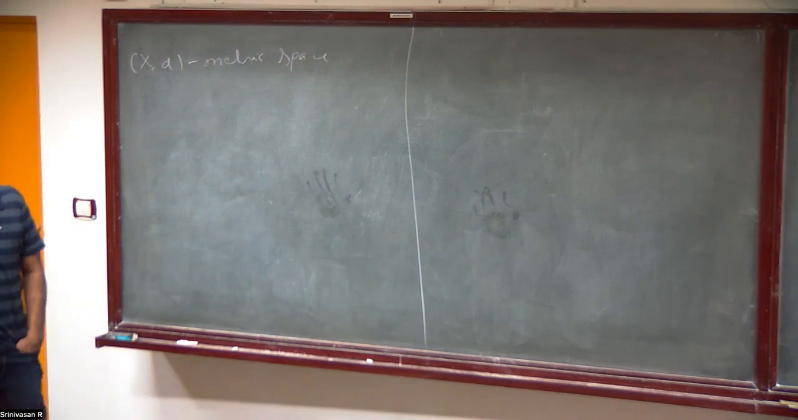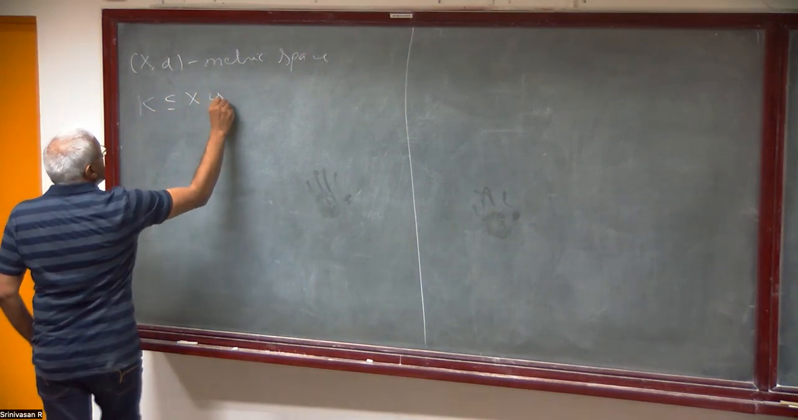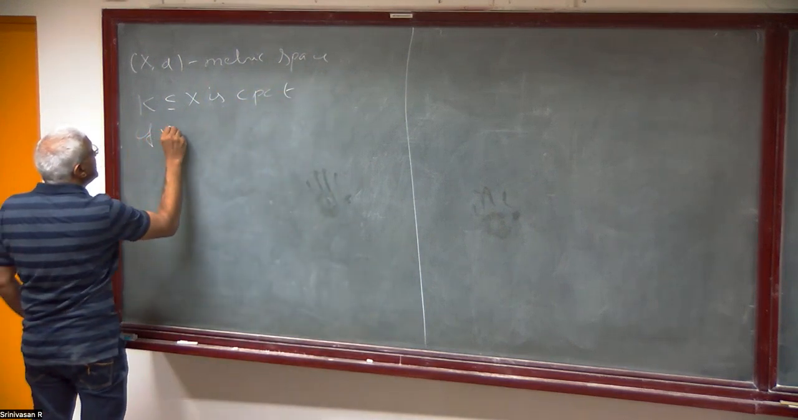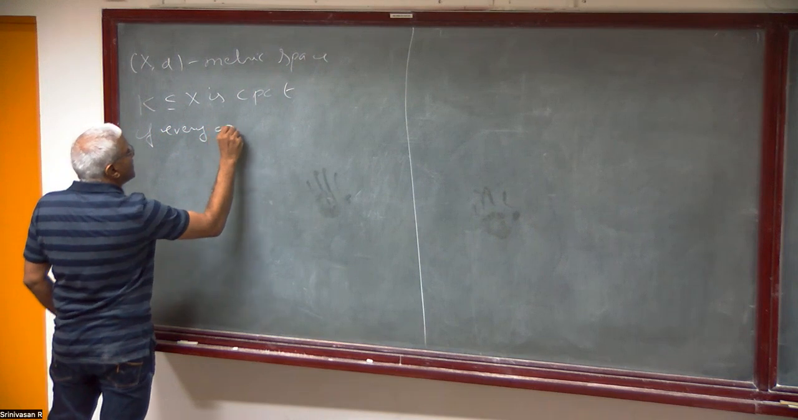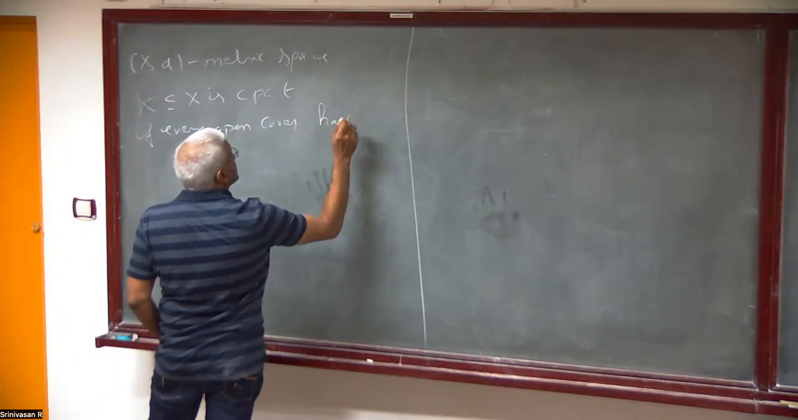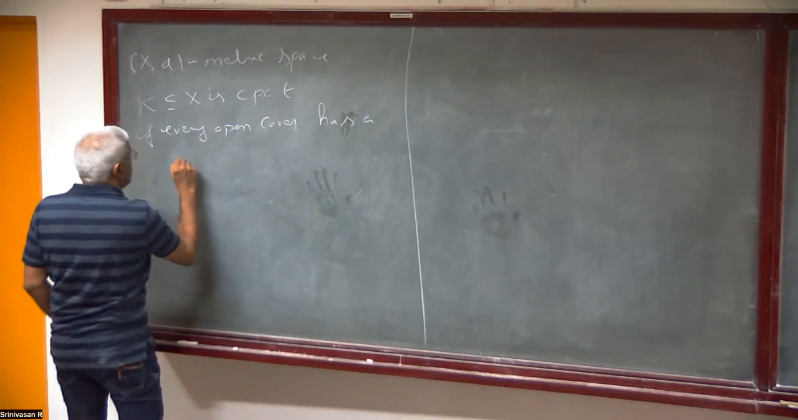We define compactness as follows. A subset K in X is compact if every open cover has a finite subcover. Every open cover has an open subcover, a finite subcover.